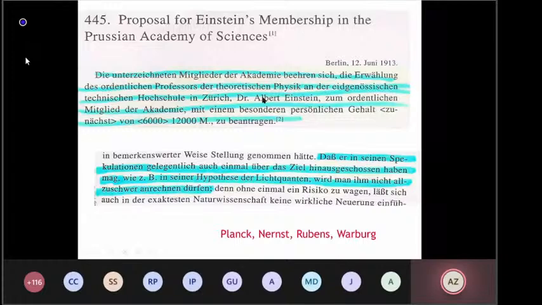Okay? And then they say something interesting. I read it in German. The fact that occasionally in his speculations he did overshoot the goal should not be held too strongly against him, for example in his hypothesis of light quanta, because without occasionally taking a risk, one cannot introduce anything truly new even in the exact natural sciences.